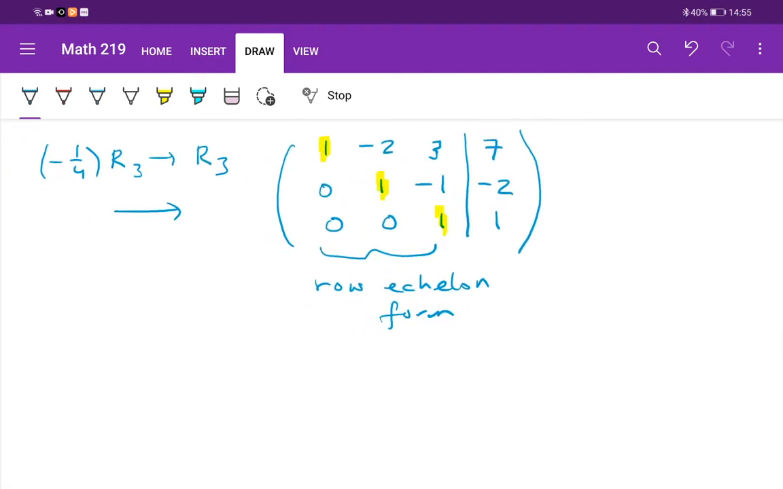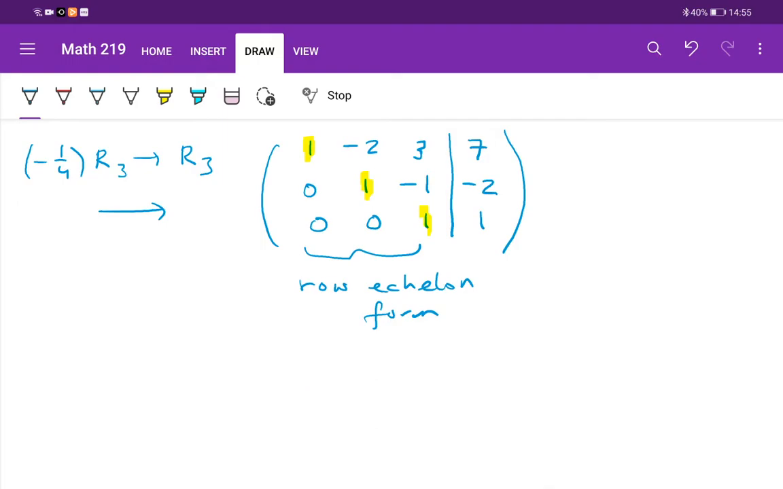Okay, so each of these 3 columns has a leading 1. So this means that there are no free variables. There is no column without a leading 1. There are no free variables.